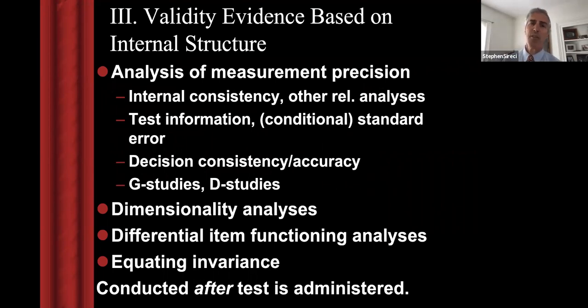Validity evidence based on internal structure is what you see a lot of. So these are things like looking at dimensionality of the test and factor analysis and so forth. And the reason you see a lot of validity evidence in this area is we don't have to gather anything other than test scores. Once we administer the test, these analyses are based on the students' responses to the items.